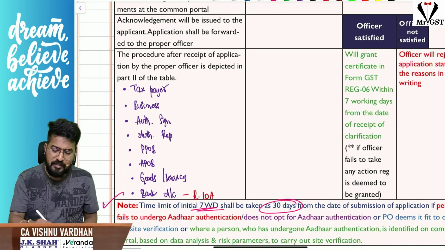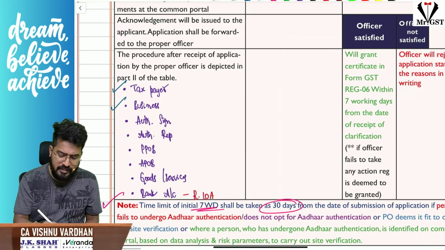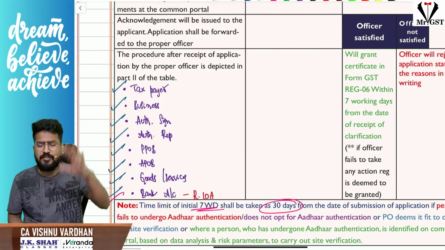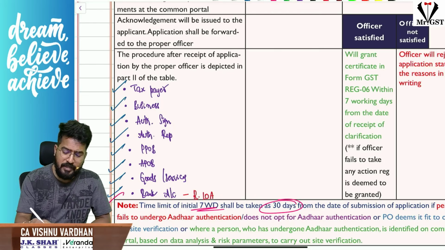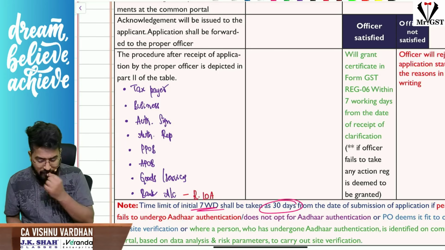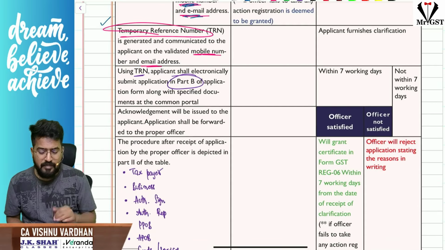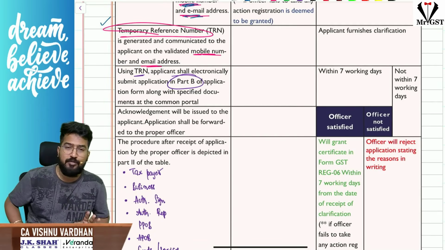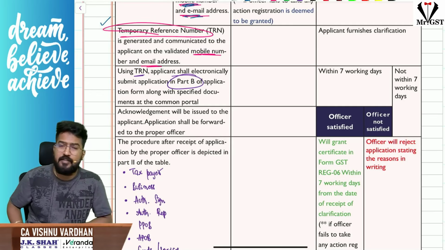So as I was telling, sir, we will be giving taxpayer details, business details, authorized signatory, authorized representative, principal place of business, additional place of business, goods and services, bank account. Like this, all details you will be giving in the application. Okay. So after giving all those details, you will submit the application. While submitting the application, please understand there will be something called Aadhaar authentication. Whether you select it or not becomes very crucial. So imagine you have selected that Aadhaar authentication option.